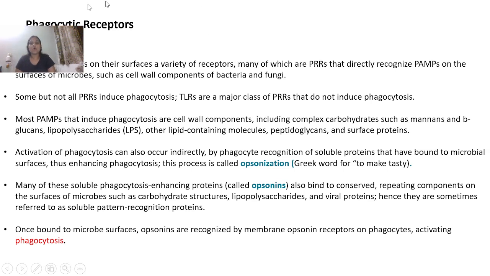But not all PRRs are known to induce phagocytosis. For example, TLRs, or toll-like receptors, are a major class of PRRs that do not induce phagocytosis. So not all surface receptors present on the macrophage are PRRs, but many are, and those PRRs will induce phagocytosis. But one of the major classes is TLR, which will not induce phagocytosis.